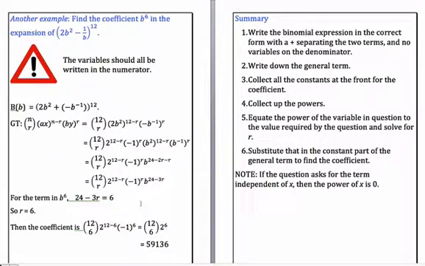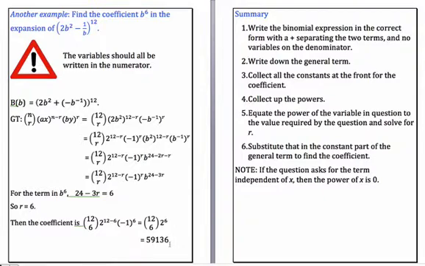And then we were asked for the term in b to the 6. So the power of b has to be 6. In other words, 24 minus 3r equals 6. Straightforward again, r is 6. Then straight back into the coefficients part of this equation: 12C6, 2 to the 12 minus 6, negative 1 to the 6. That's it. That's the constant part, the coefficient. Work that out: 59136. Beautiful.